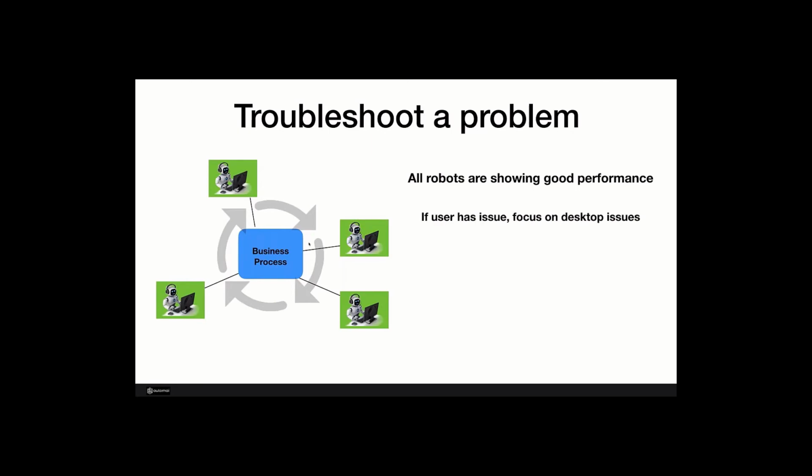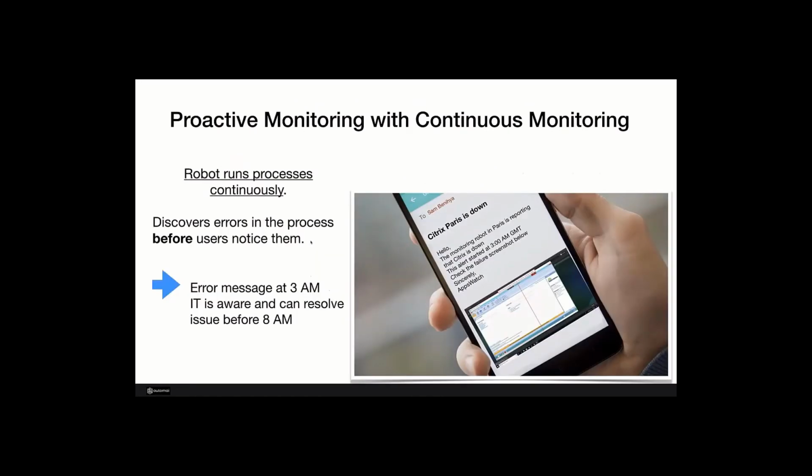And lastly, if all the robots are reporting everything is fine, but yet some of your users are complaining about the response time, maybe the focus should be on their environment, their desktop, and what's happening with their environment.